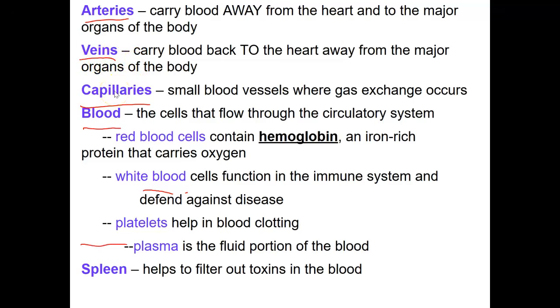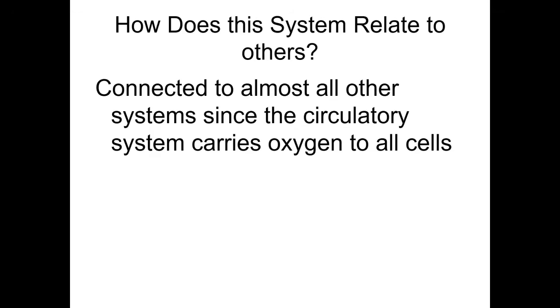Capillaries are small blood vessels where gas exchange occurs in the lungs. Blood is what flows through your circulatory system. It's made of red blood cells, white blood cells, platelets, and plasma. And y'all can read about each of those. And then the spleen helps filter out toxins in the blood.